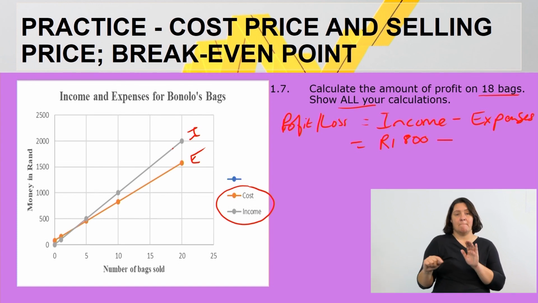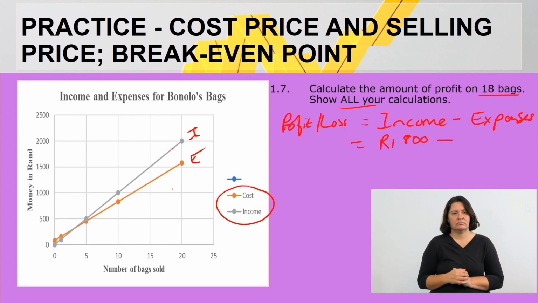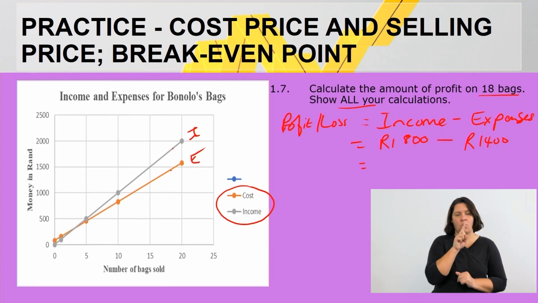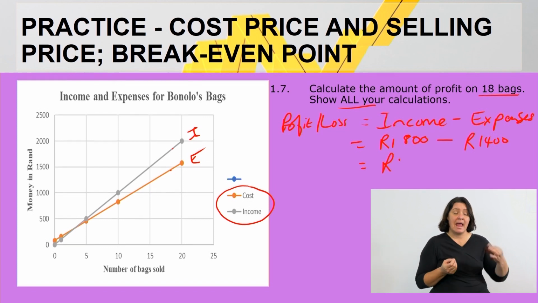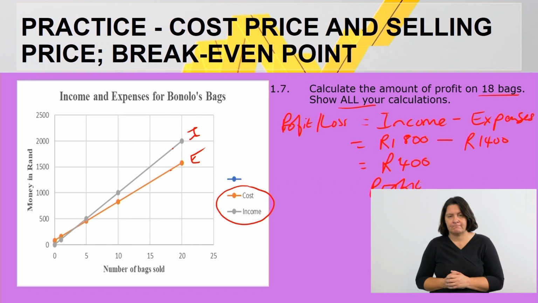So can we say that will be around about 1,800 minus, if I look at the expenses, for 18 of these bags, it's around about here. I go all the way up, till where it meets with the line. That will be around about, let's say, 1,400 rand. So 1,800 minus 1,400, remember our income is more than our expenses, that will give us 400 rand. So therefore, we can say that she's making a profit.